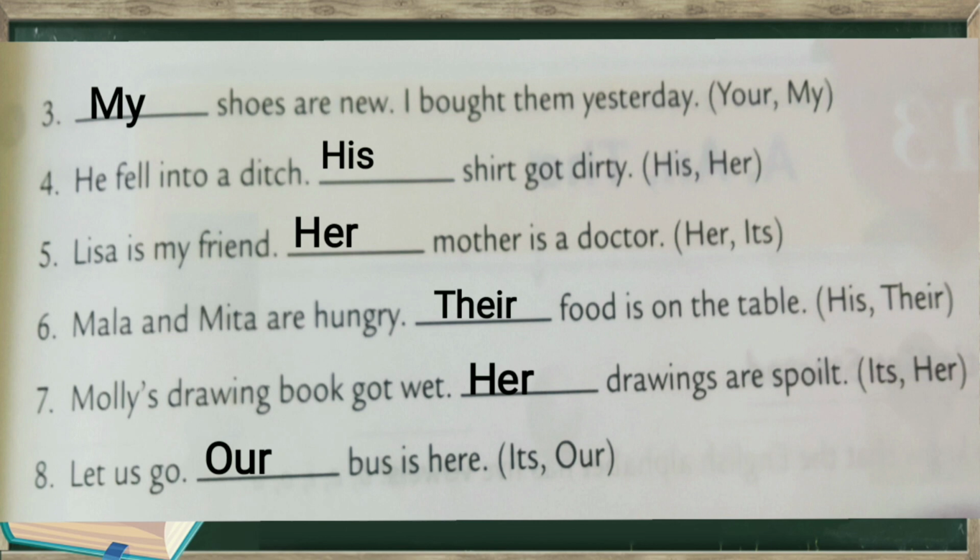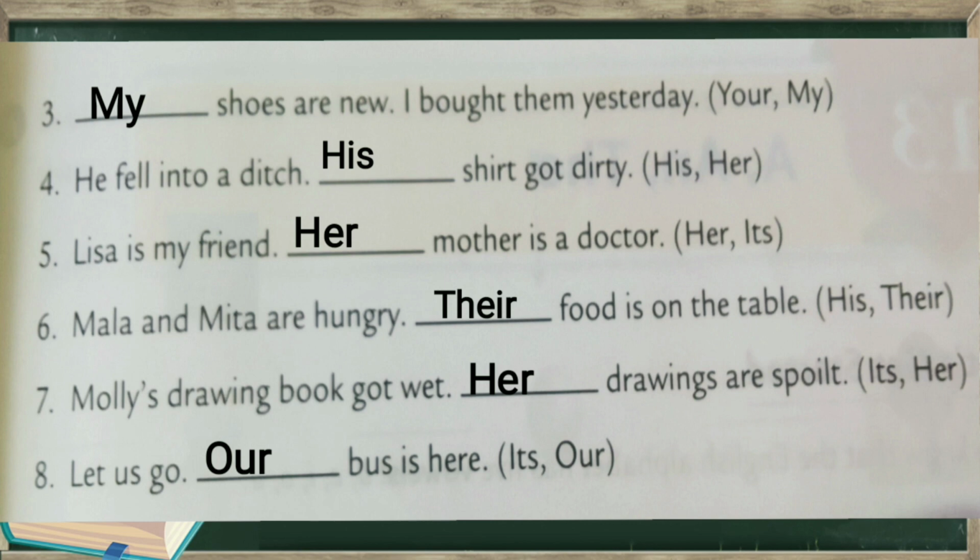Eighth one. Let us go. Dash bus is here. Its bus, our bus. Here we are using us. Us means we are also included. So it is our bus. Let us go. Our bus is here.